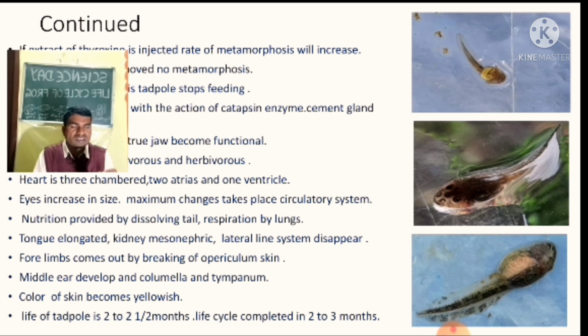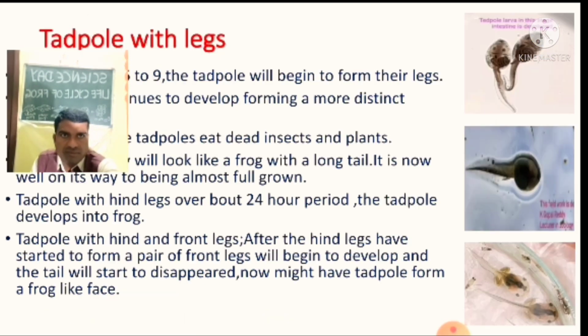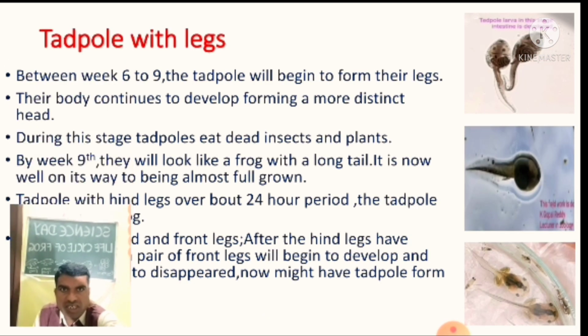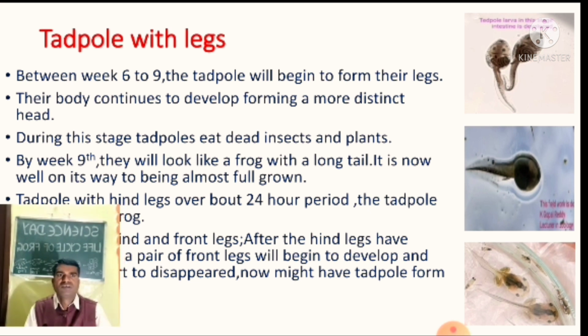A small layer is forming, and within that small layer we can observe the hind limbs in this picture. And next one, the tadpole with leg stage. Between week 6 and 9 the tadpole will begin to form its legs.